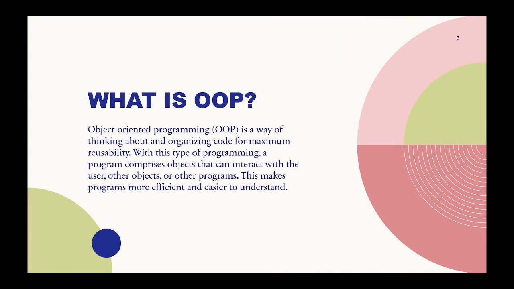What is OOP? Object-oriented programming, OOP, is a way of thinking about organizing code for maximum reusability. With this type of programming, a program comprises objects that can interact with the user, other objects, or other programs. This makes the program more efficient and easier to understand. In short, OOP makes our life easy.